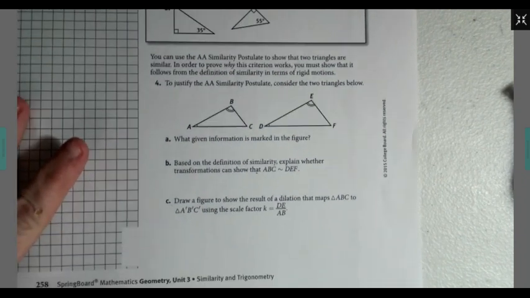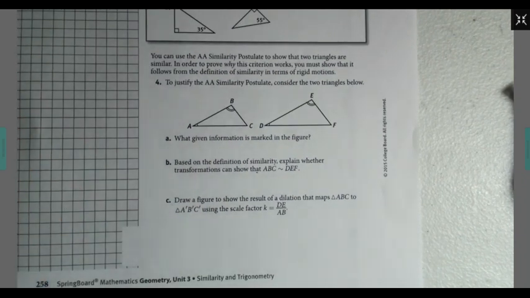All right. Second section covers question number 4 only. It says you can use the angle similarity postulate to show that two triangles are similar. In order to prove why this criterion works, you must show that it follows from the definition of similarity in terms of rigid motion.